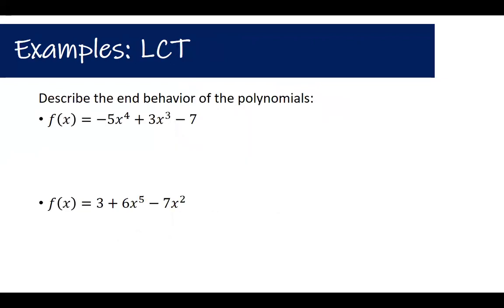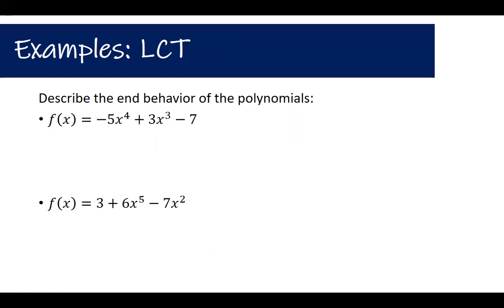So let's look at some examples. Let's describe the end behavior of these polynomials. So here we have f of x equals negative 5x to the fourth plus 3x cubed minus 7. All we care about for the end behavior for that leading coefficient test is that leading coefficient and that degree. So here they are in order. x to the fourth is our highest degree, so our degree is 4, and our leading coefficient is negative 5. So we have an even degree, and we have a negative coefficient.